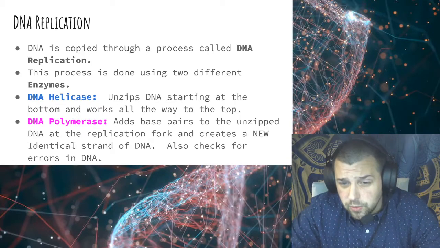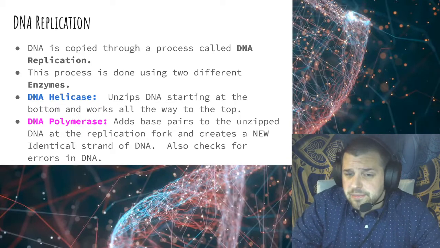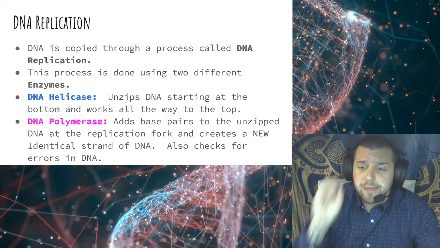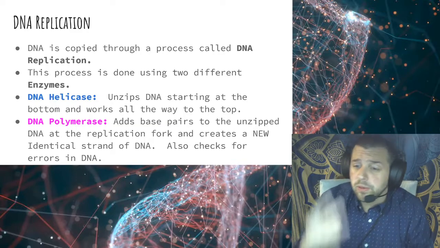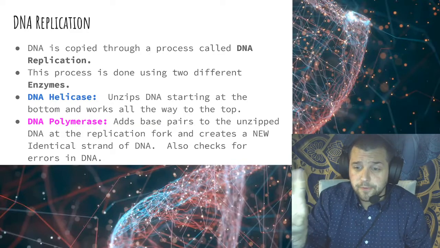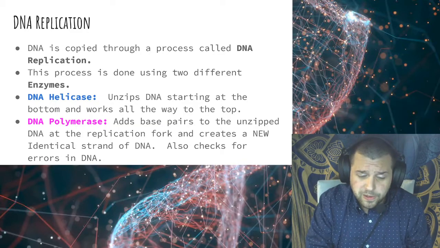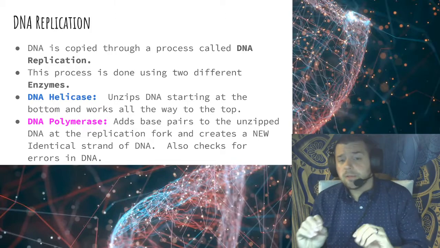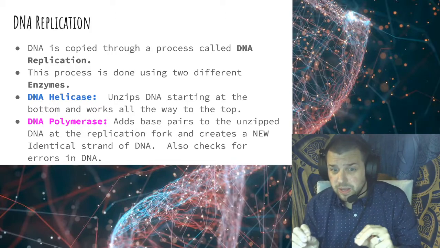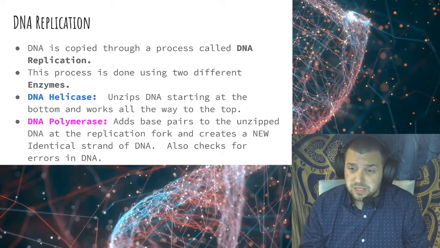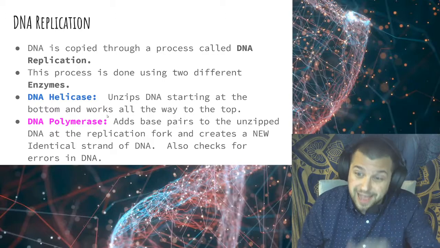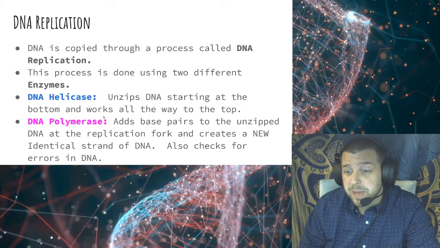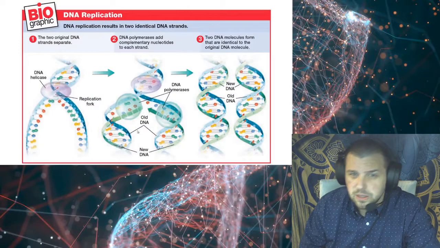DNA polymerase, the other one. If you remember, poly means many. What it's doing is adding many base pairs right behind the DNA helicase at something called the replication fork, like a fork in the road. It's making sure that it's adding the correct base pairs in the correct order, and it's got to match, because if it doesn't, that's not good. So it checks for errors as it is going through and adding those base pairs behind the DNA helicase.